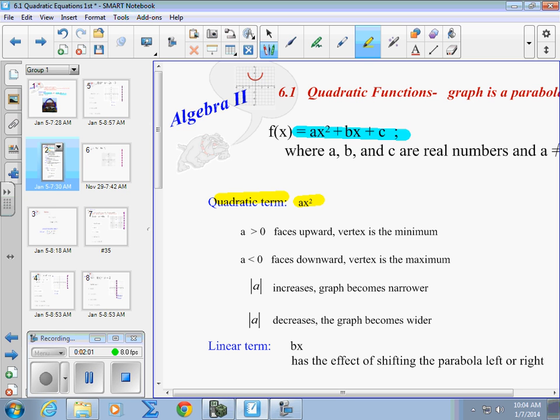If a is a positive number, your parabola will face up and will have a minimum value. If a is a negative number, it will face down and have a maximum value.